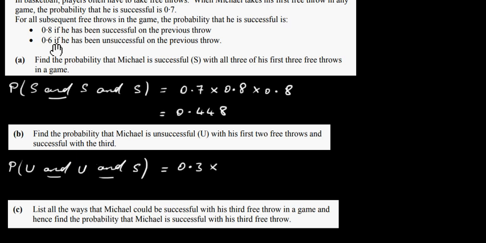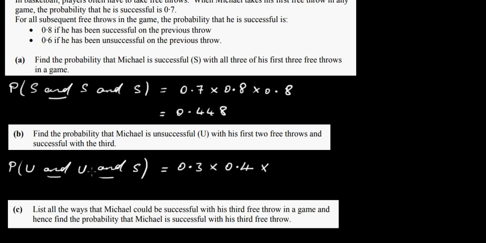Now we want him to be unsuccessful with his second throw. So for subsequent free throws in the game, the probability that he's successful is 0.6 if he has been unsuccessful. So that means that if he has been unsuccessful, the probability that he's going to be unsuccessful again is 1 minus 0.6, which is 0.4. So being unsuccessful here after being unsuccessful in a previous throw is just 0.4.